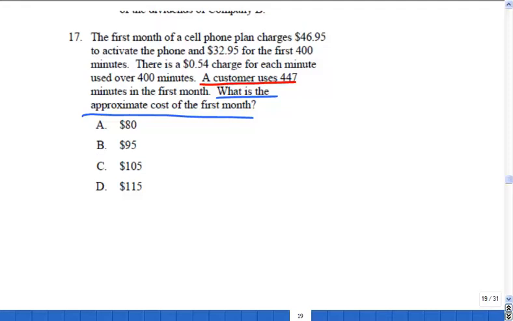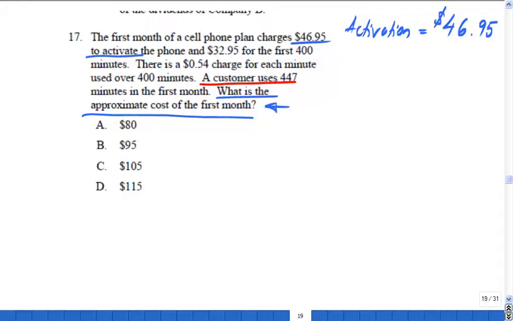Good. So what do you need? Well, you're going back to the problem. Just think about real life, guys. To activate your phone, activation, what is the charge on that? Well, for this plan, for this company, maybe AT&T, Verizon, T-Mobile, you name it, $46.95 just to activate, right? So that would be the first charge. $46.95. That's definitely going to be part of the total cost for the first month.